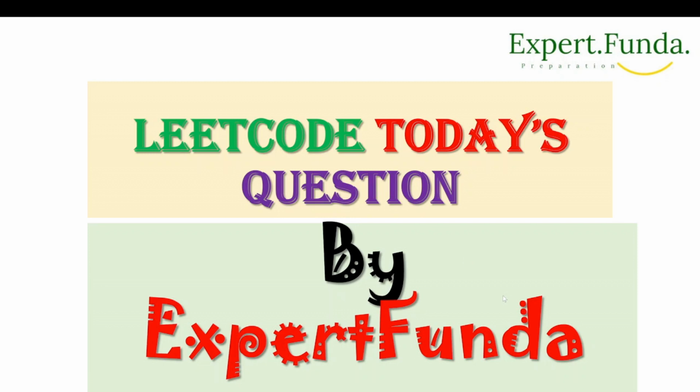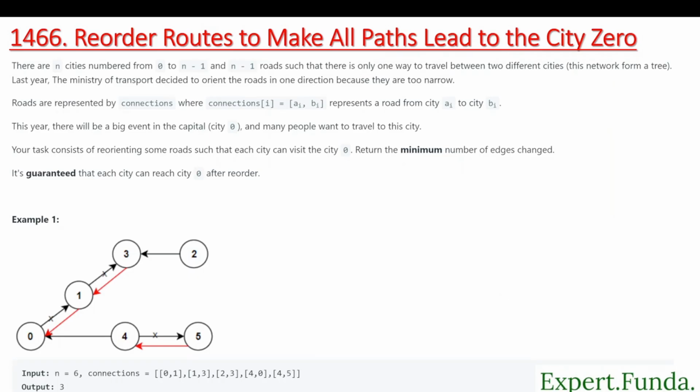So let's understand today's question that we have, 1466. We are going to see Reorder Routes to Make All Paths Lead to the City Zero. Let's read the question. There are n cities numbered from 0 to n-1 and n-1 roads such that there is only one way to travel between two cities.